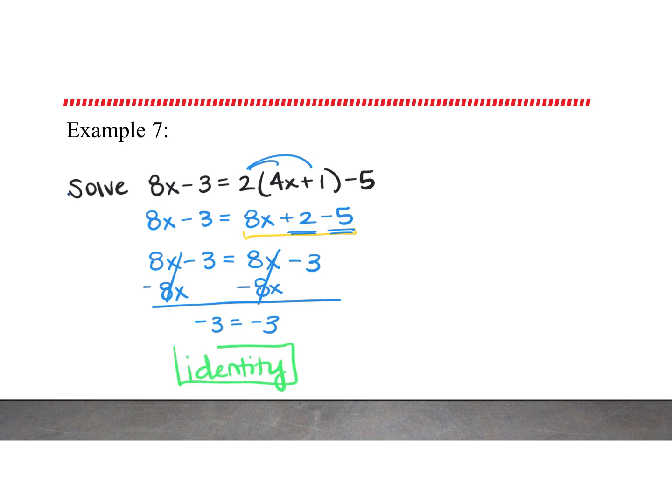This is called an identity, which means that any number for x can be substituted back in and both sides would equal. So you can put identity, or you can put the phrase all real numbers, because any of those real numbers could be plugged in and work for this equation. And the only difference between example 6 and example 7 all comes down to whether or not the 2 items left equal or don't equal each other.